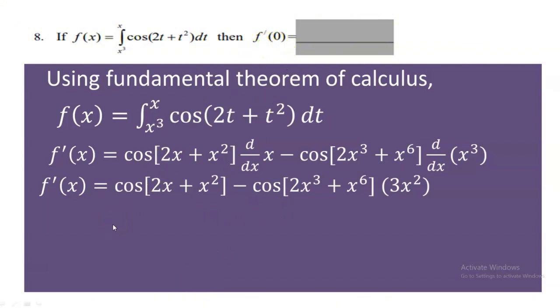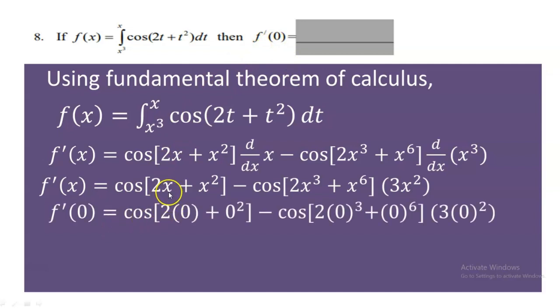Okay, so what we are asked here is to determine the derivative of f at 0. So from this, f derivative at 0 is going to be, put 0 in place of x, cosine of 2 times 0 plus 0 squared minus cosine of 2 times 0 cubed plus 0 to the power of 6, times 3 times 0 squared. So look here, since this one is 0, the whole thing goes to 0, because 0 times this is going to be 0. But here 2 times 0 is 0, plus 0, so cos 0 comes. So f derivative at 0 equals cos 0, but we know that cosine 0 is 1, so the answer is going to be 1. I hope you have understood it.